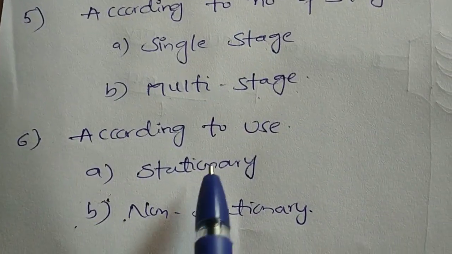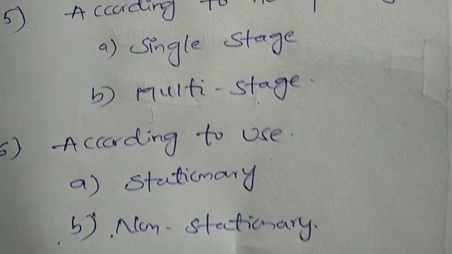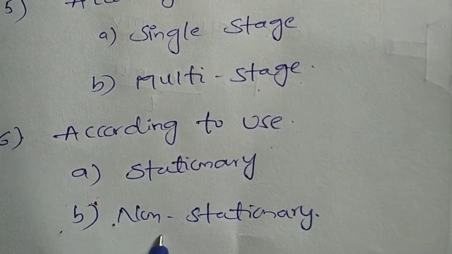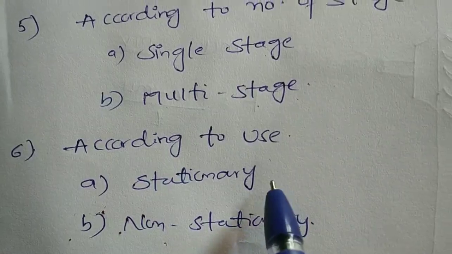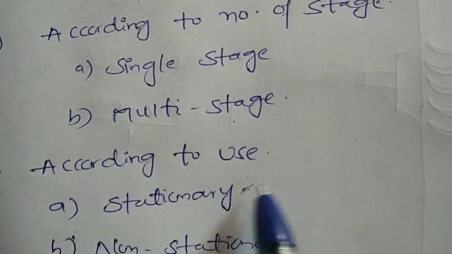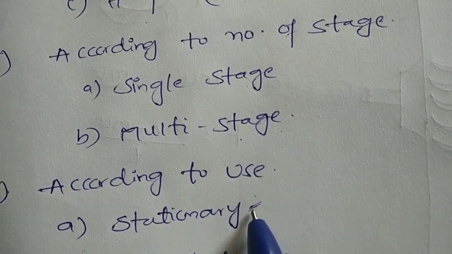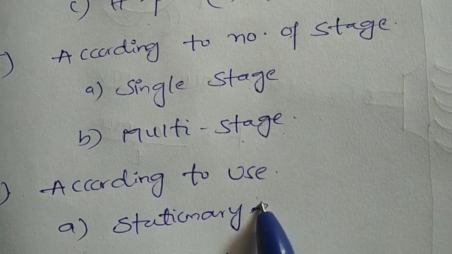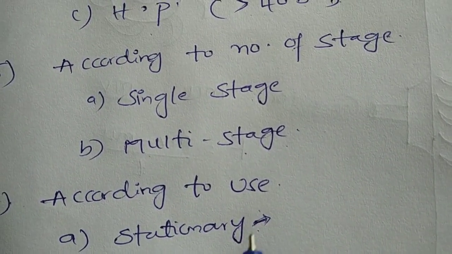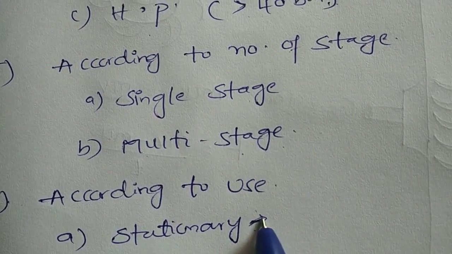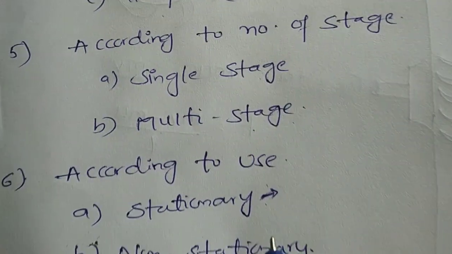And the last one is according to the use. This is classified into two types. One is stationary, another one is non-stationary. In the previous lecture I explained what is meant by stationary and what is meant by non-stationary. Stationary means that it should not be moved from one place to another place. It should be there, and there only we have to produce the power.